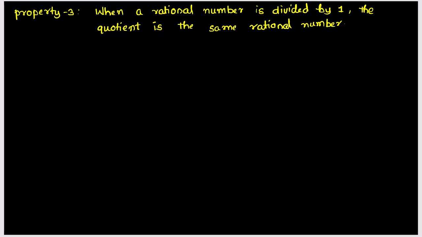So let us take a rational number minus 4 by 5. So when minus 4 by 5 is divided by 1, let us see what is the result. According to the property, we have to get the same rational number. So minus 4 by 5 divided by 1. Generally 1, how will you write as? 1 by 1.